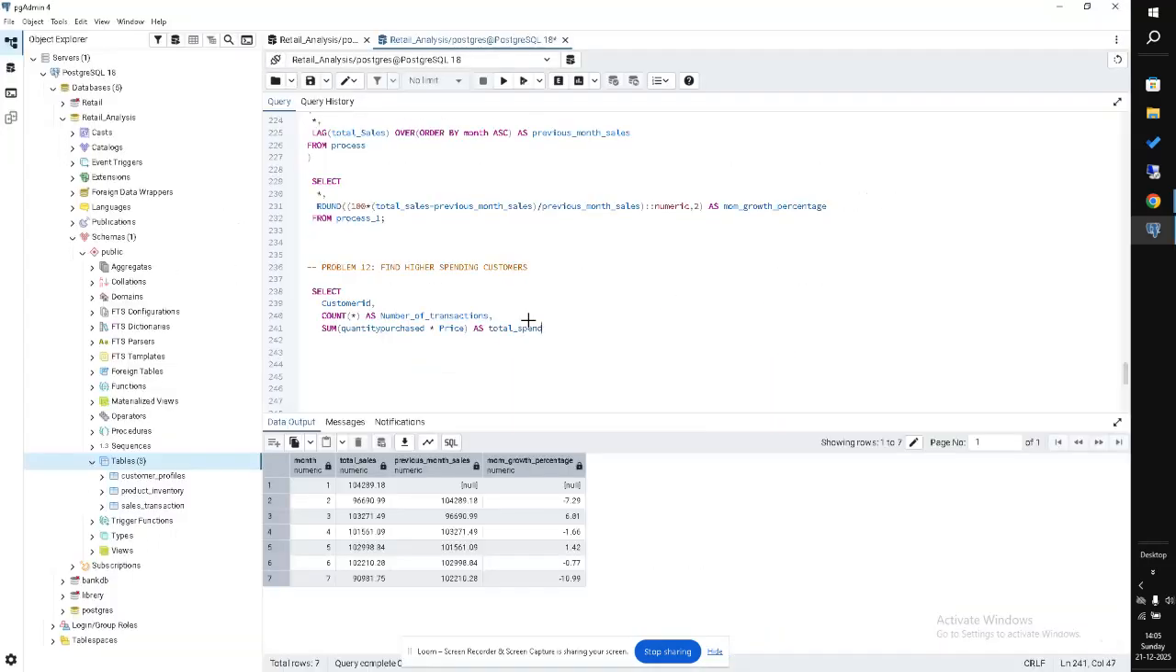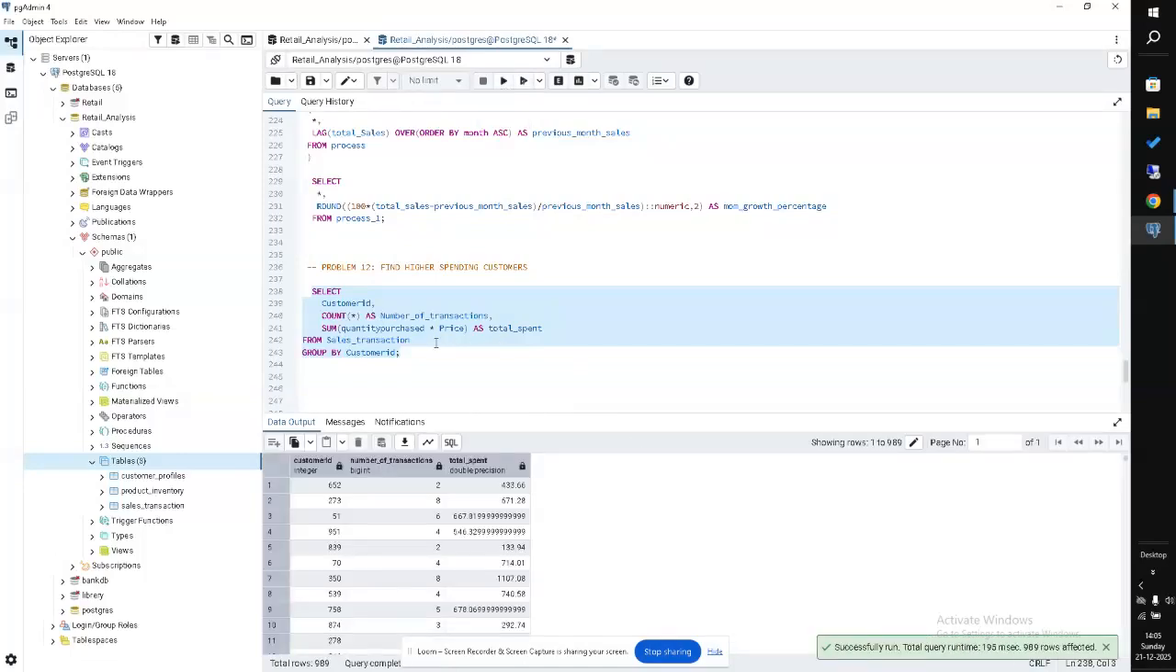Spent. Okay, spent. So from sales transactions, group by customer ID. That's it.